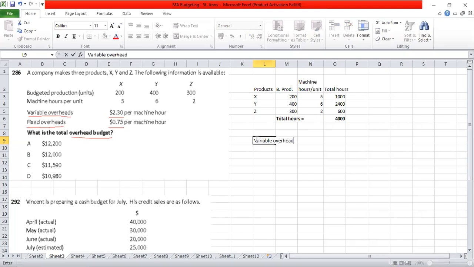Variable overhead is, the rate is 2.30 into 4000. 9,200.